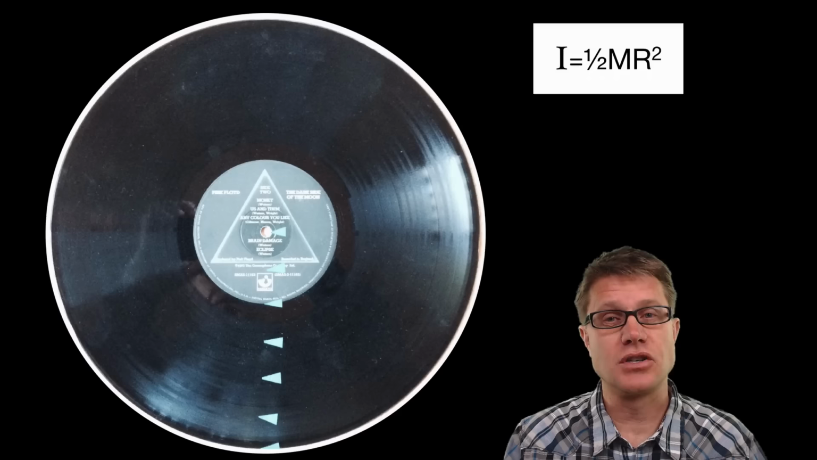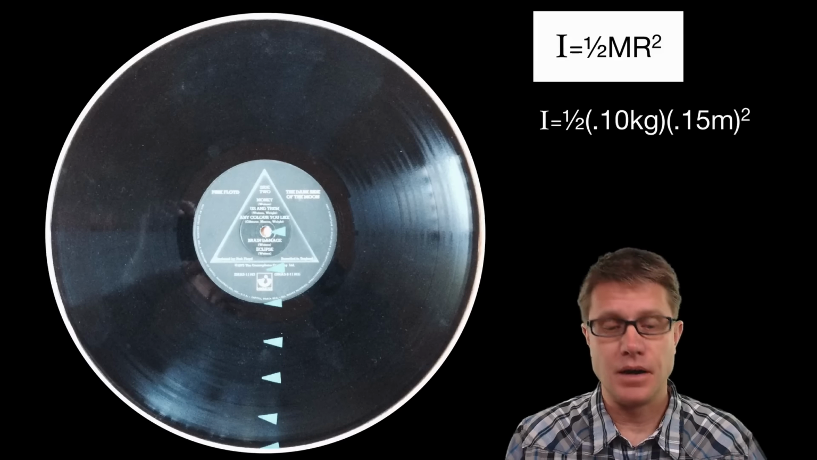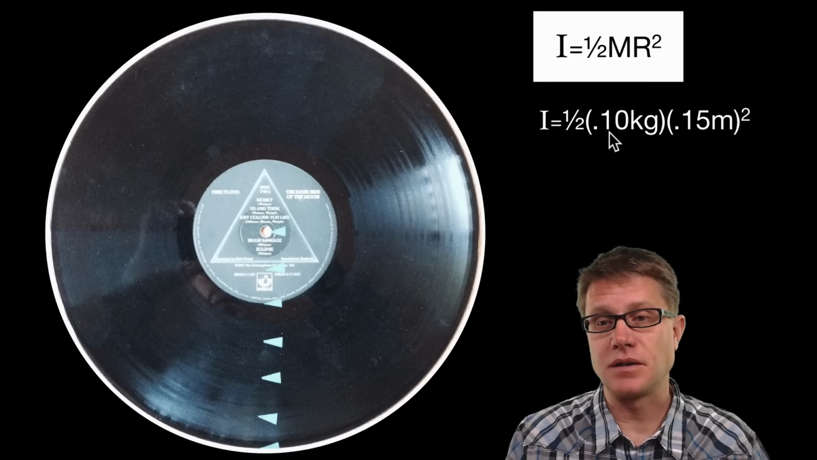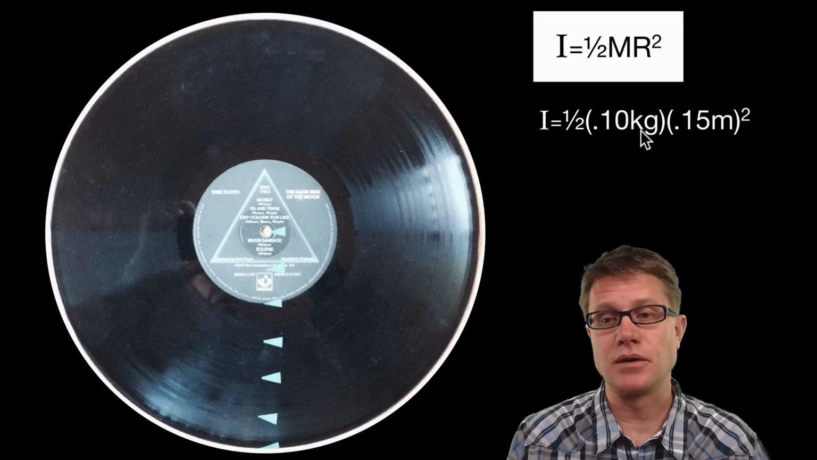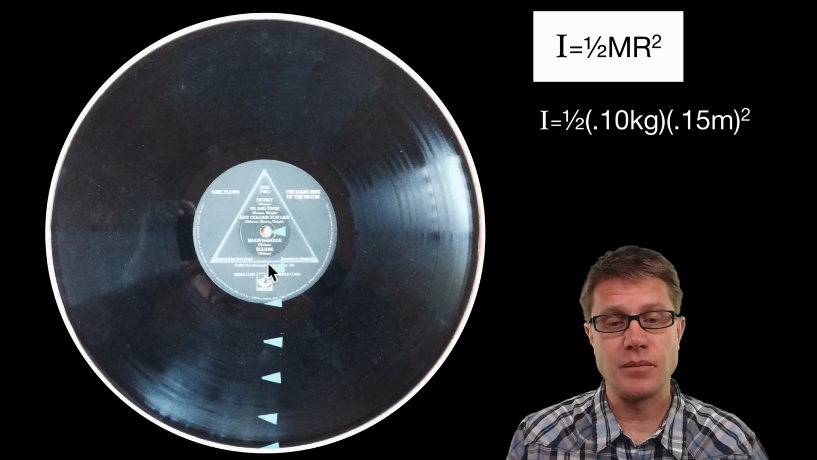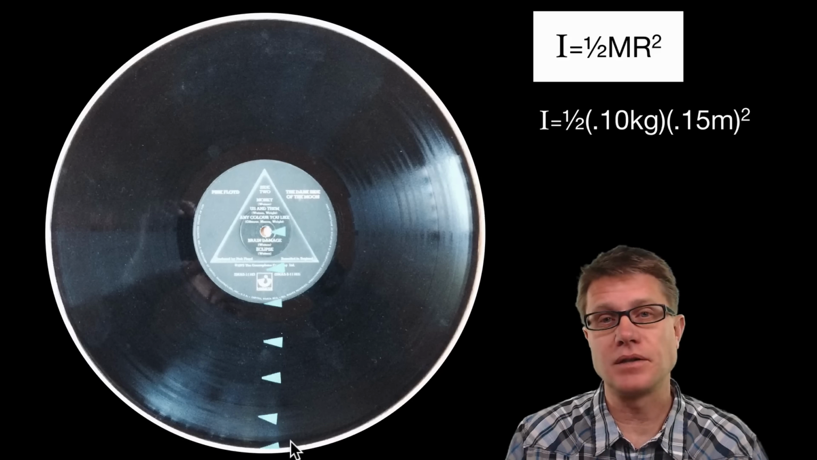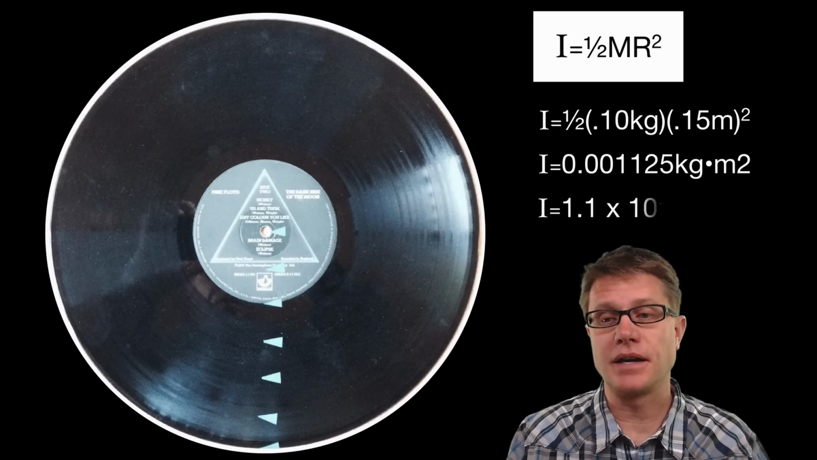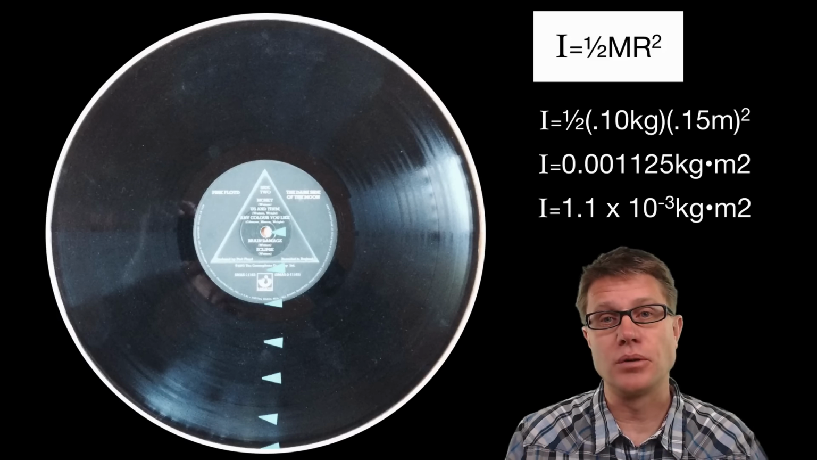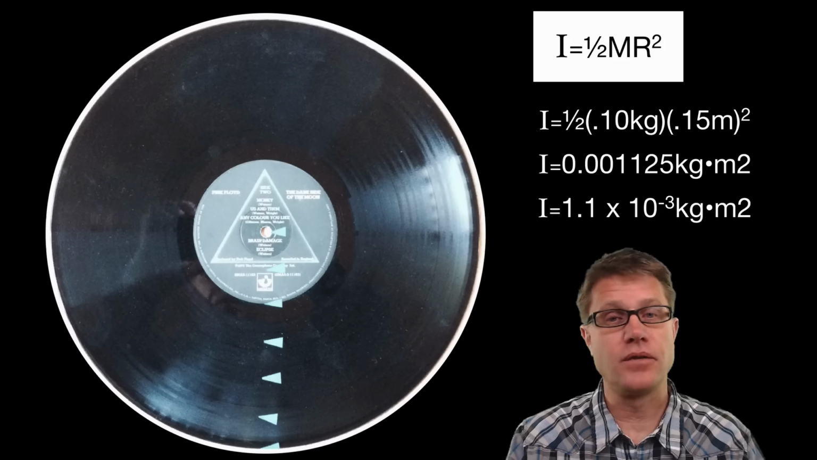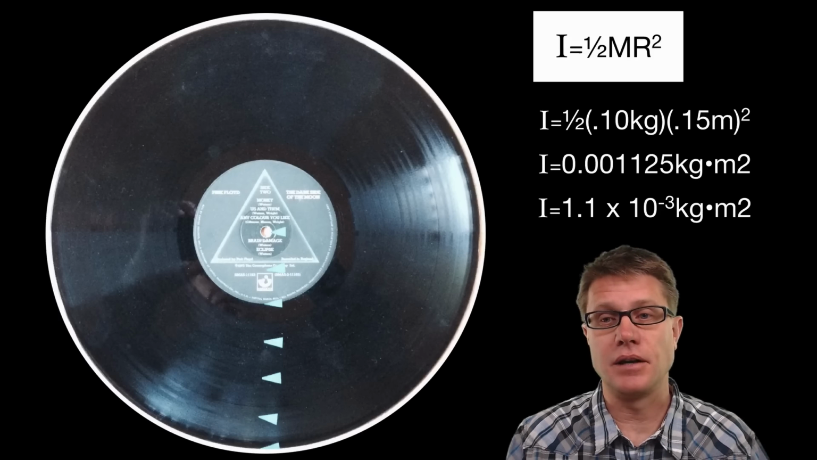And so if we were to just try this with a record, the mass of a record is 1/10 of a kilogram, so 0.10 kilograms. And then the radius from the center point is going to be 15 centimeters, or 0.15 meters. And so using that formula, I could calculate my I, or rotational inertia, to be 1.1 times 10 to the negative third kilogram meters squared.